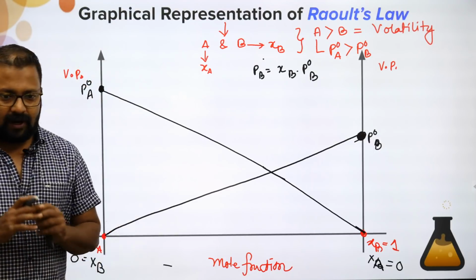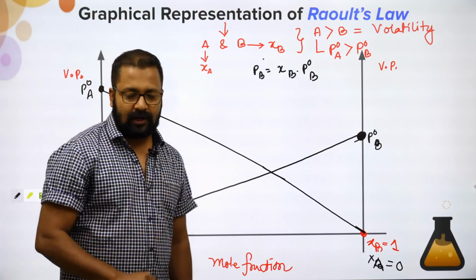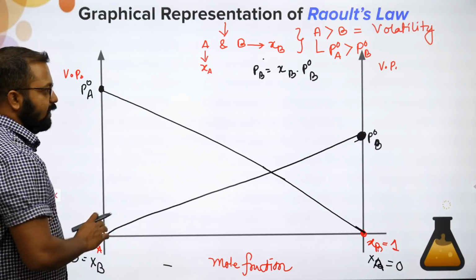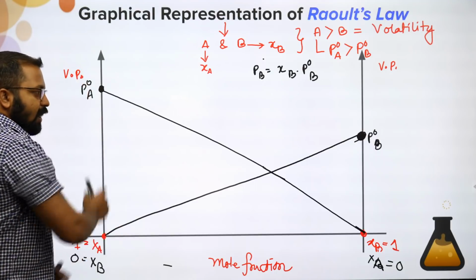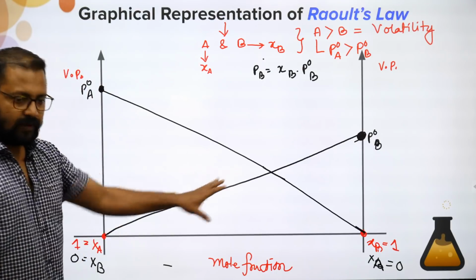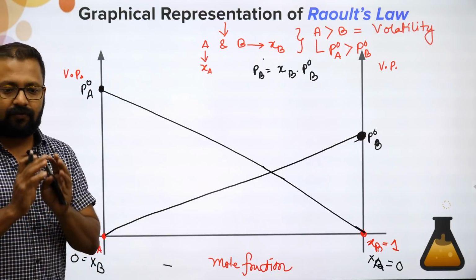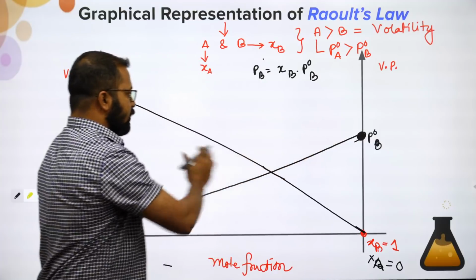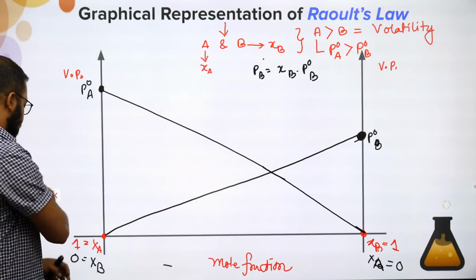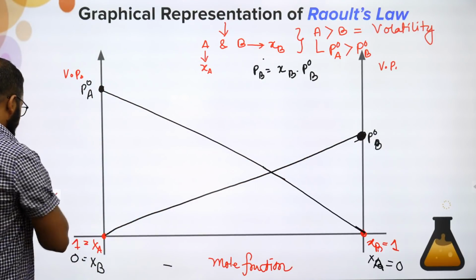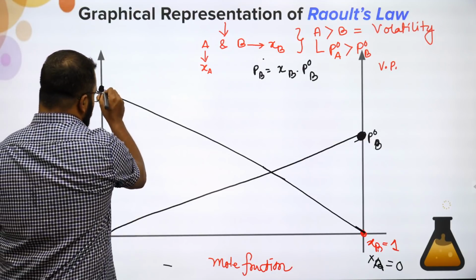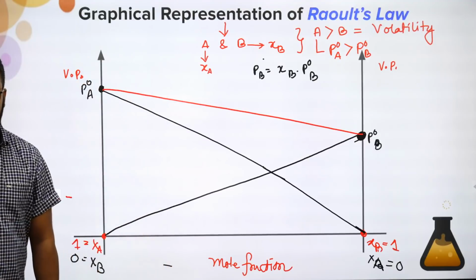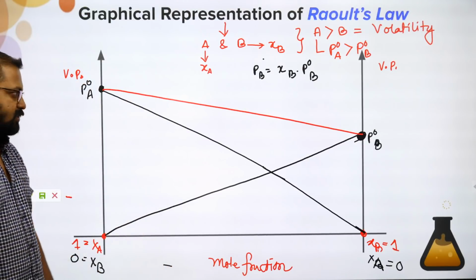Now, what will be the total pressure? Calculating this is very easy. You can do it graphically. On a graph paper, you take some random values of chi A and chi B and solve it, but for the sake of convenience, I'll show what the total pressure will be equal to. The total pressure will be equal to this red line.